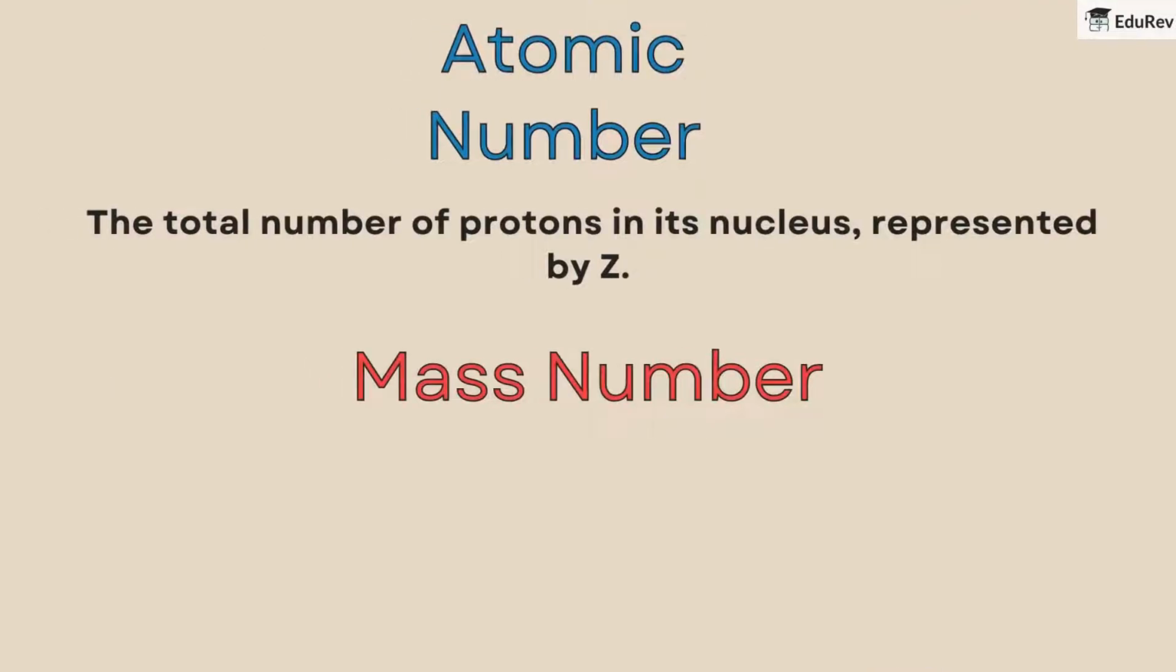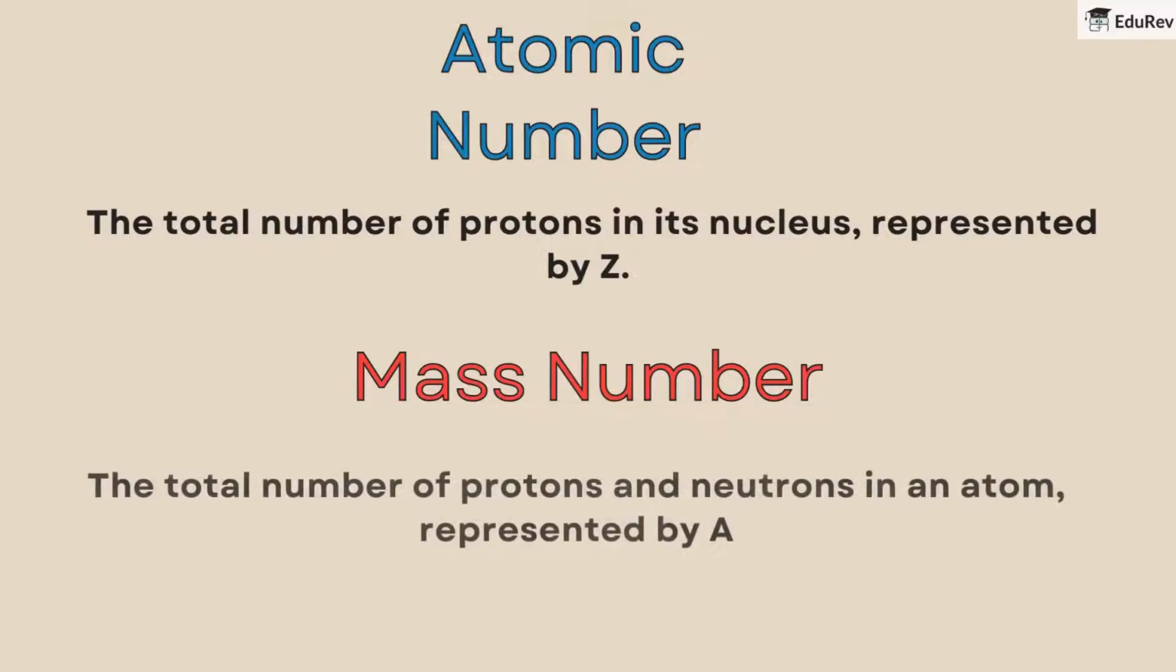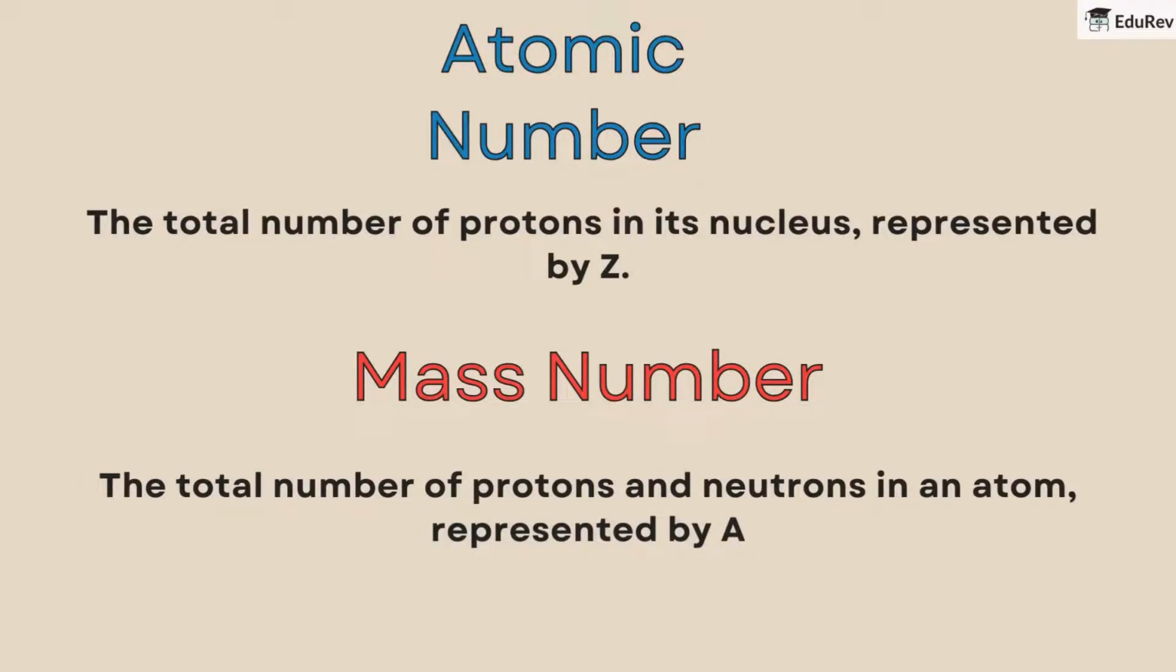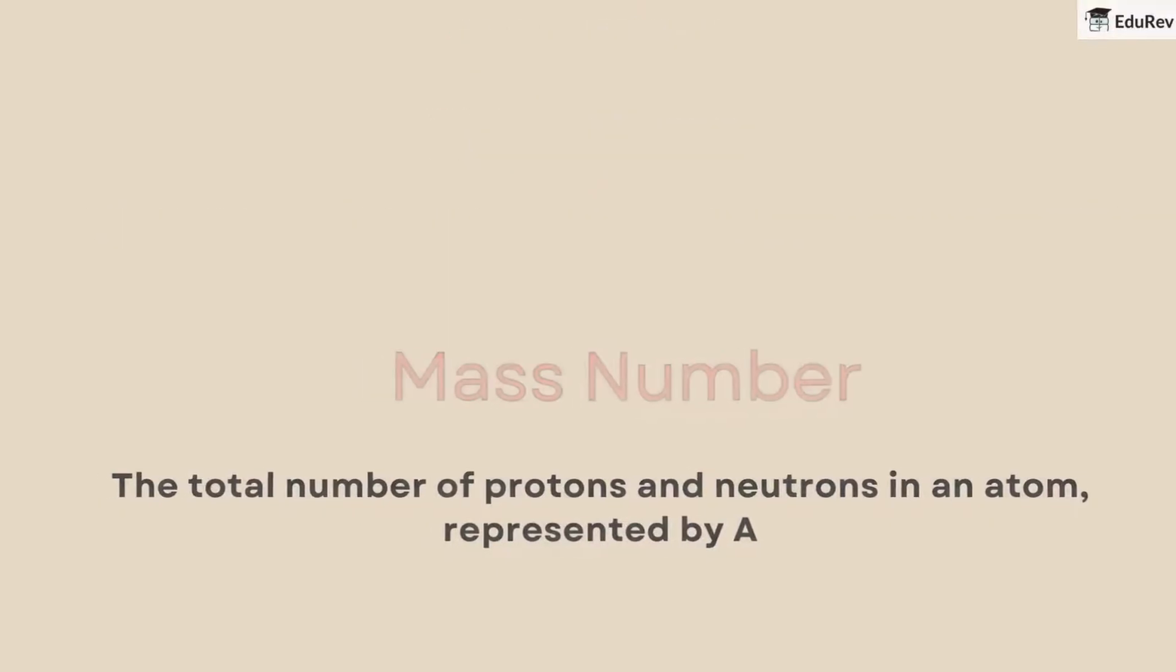The atomic number of an atom is the total number of protons in its nucleus, represented by Z. The mass number, or atomic mass, represented by A, is the total number of protons and neutrons in an atom.